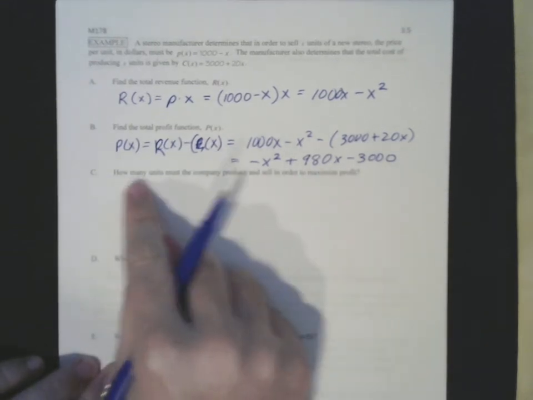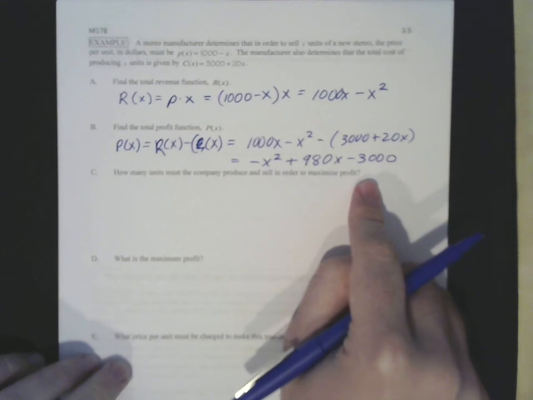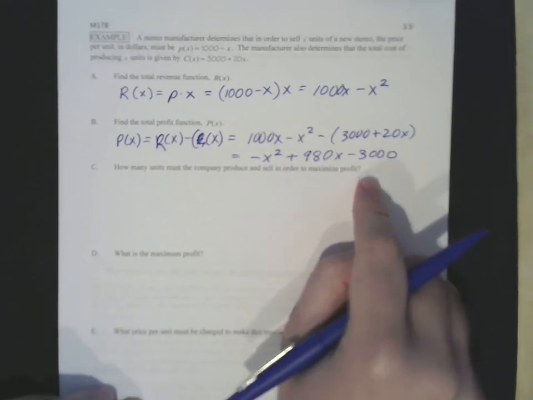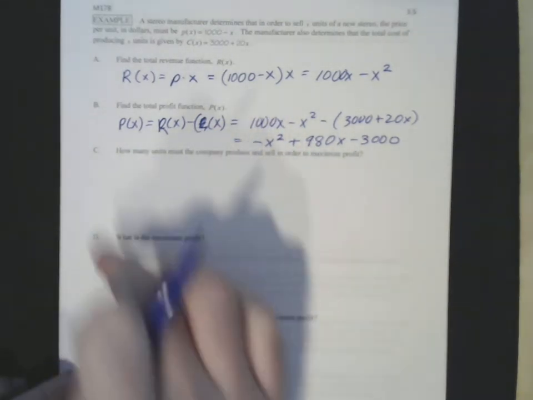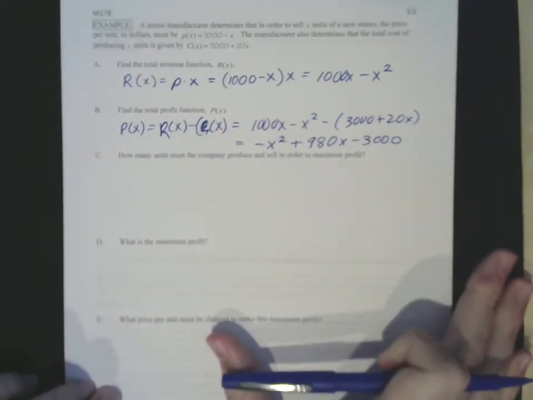And now here's the big question. How many units must the company produce and sell in order to maximize profit? So this is one question that could happen. Each of these C, D, and E are different questions, different types of optimization that you could be given.